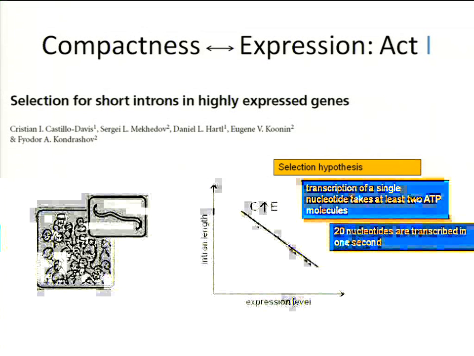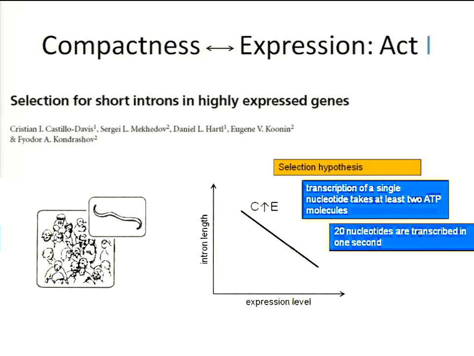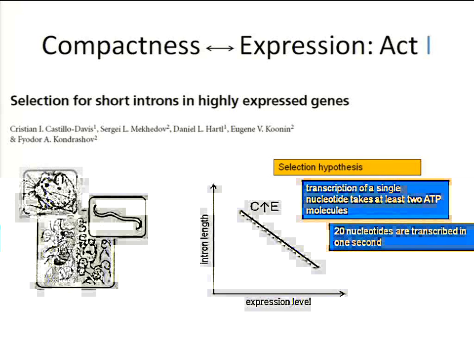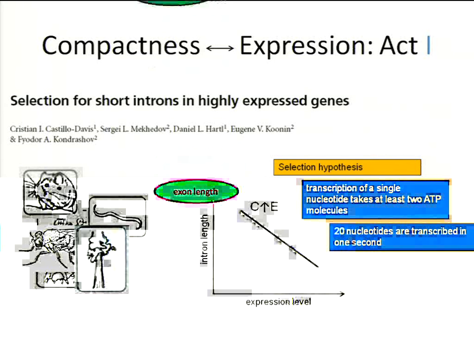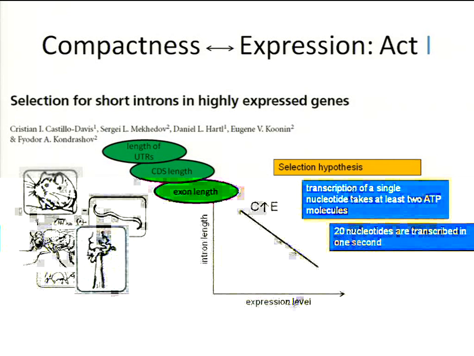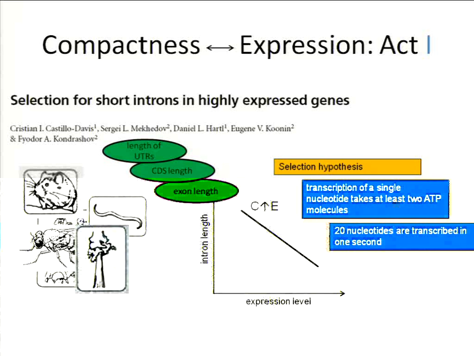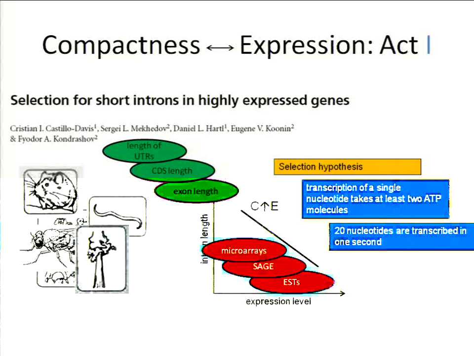And following this work came many other works looking at exactly the same relationship, and they all reconfirmed and validated this trend. So other people have been looking at mouse, at Drosophila, in plants, and they were measuring not only intron length, but also length of exons in the gene, the length of the coding region, the CDS length, and people have been looking at length of the untranslated regions, and expression level in many different ways, by using ESTs, by using SAGE, using microarrays, and in all these cases, they reconfirmed this trend that highly expressed genes tend to be more compact. And the only challenge to the original work was the explanation itself.